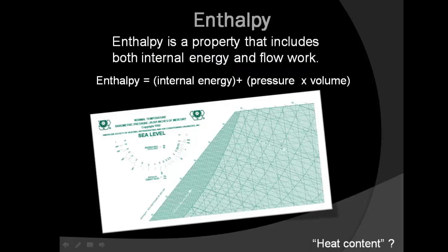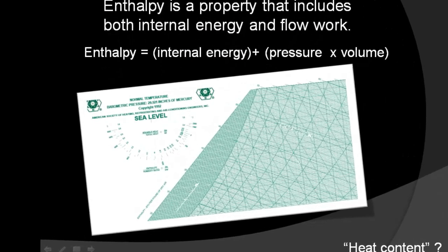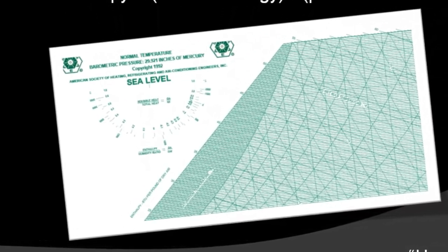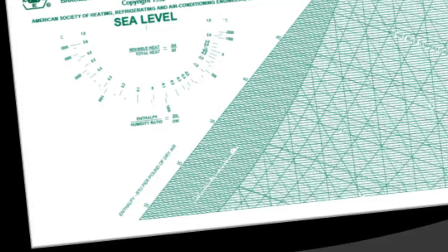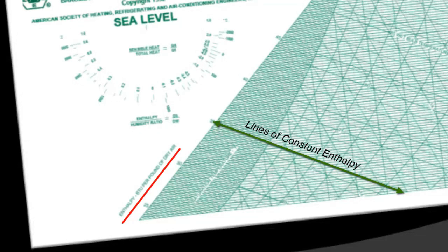And finally, this leads us to enthalpy. Enthalpy is of utmost importance in the study of psychrometrics. In this particular view of a standard psychrometric chart published by ASHRAE, lines of constant enthalpy are shown as diagonal lines from upper left to lower right.